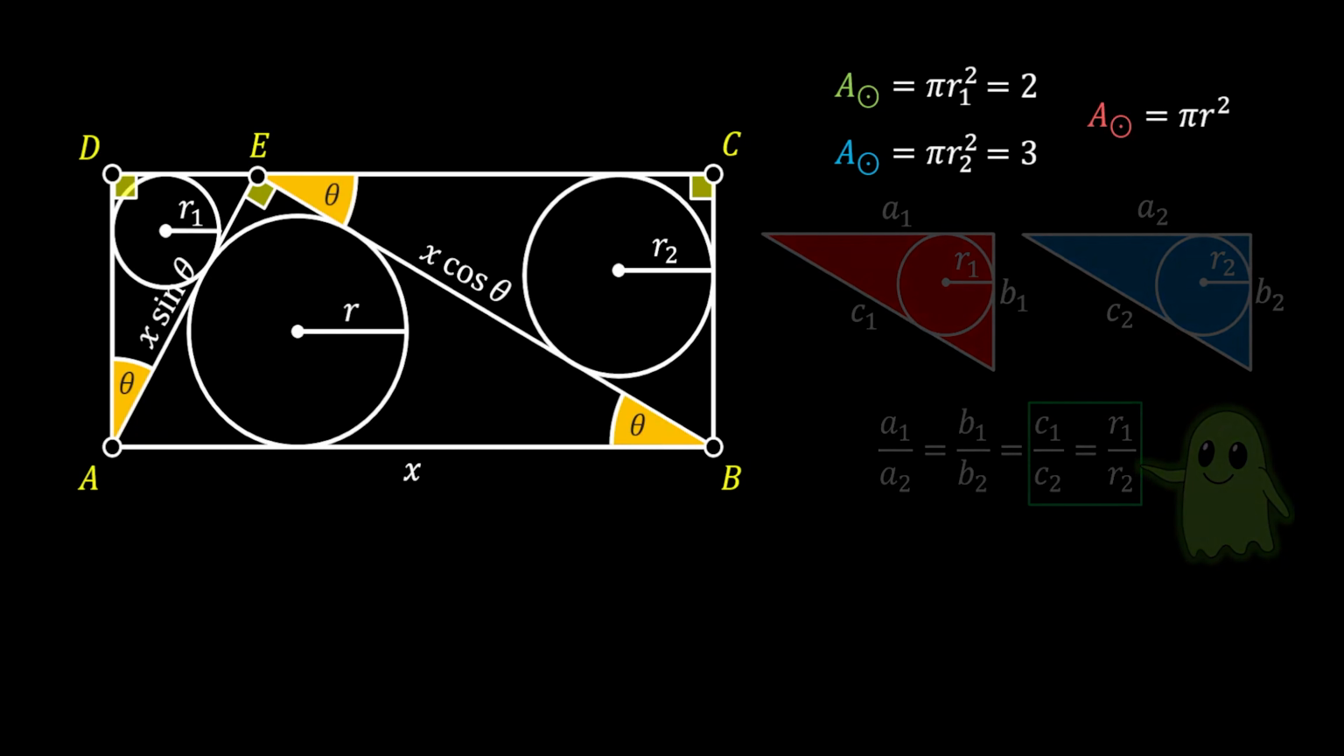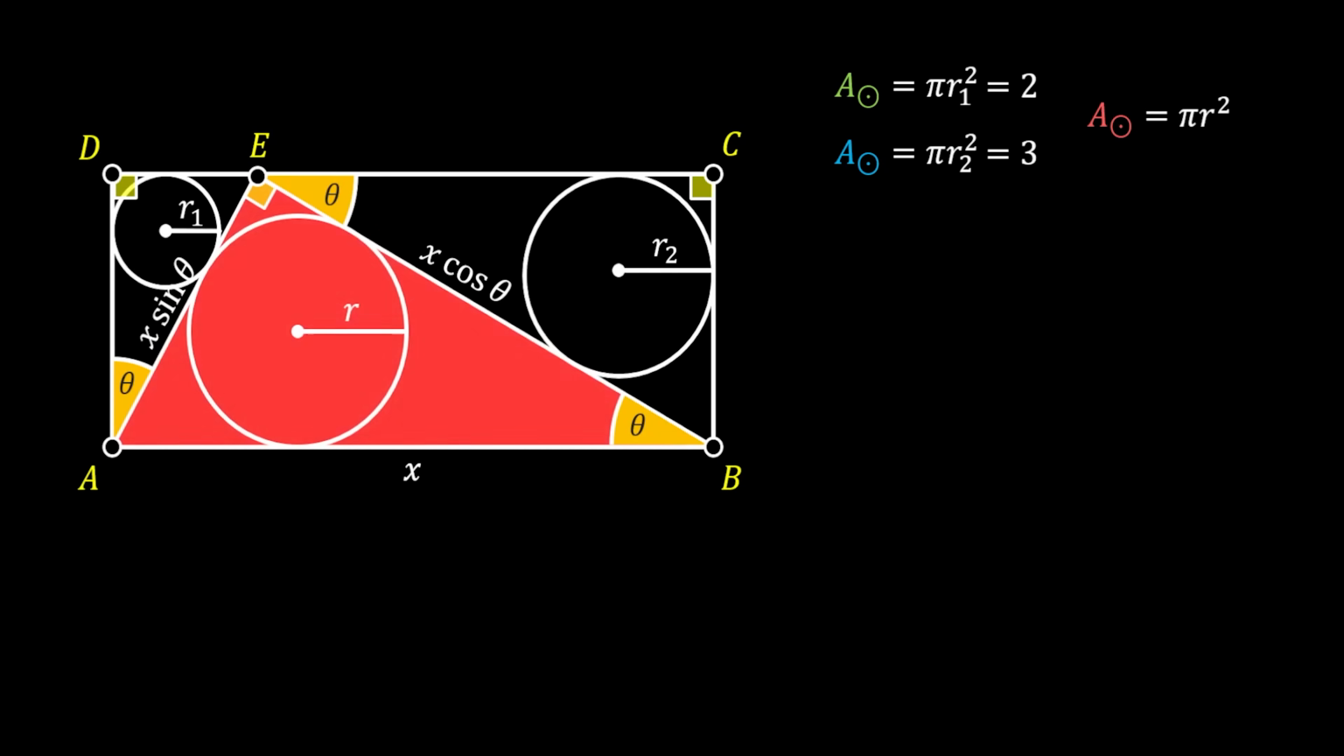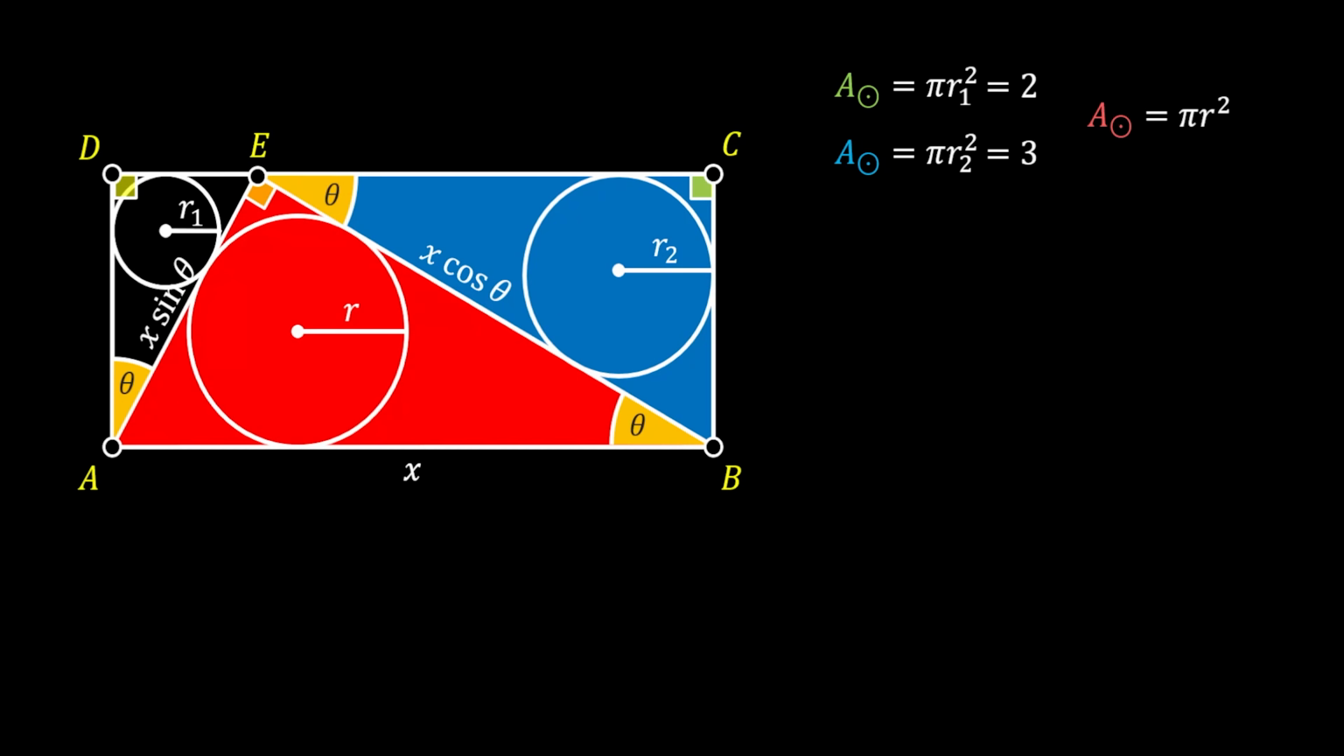First, let's do this for our big red triangle and our blue triangle on the right. We can say that the relation between their radii is equal to the relation between their hypotenuses. Then we will substitute the value of their hypotenuses, cancel out x, and get that the relation between their radii must be cosine theta.